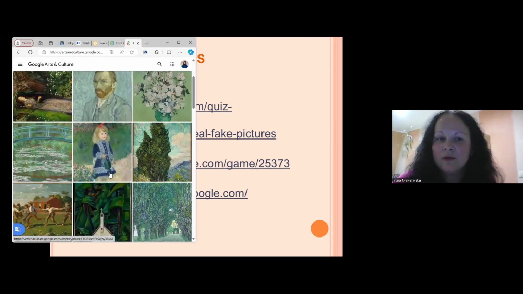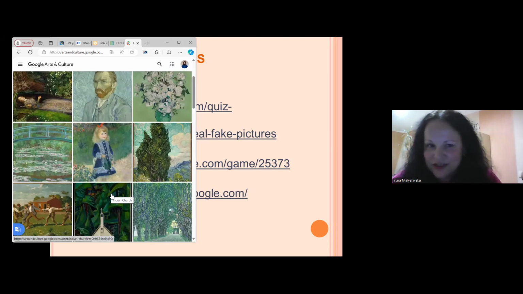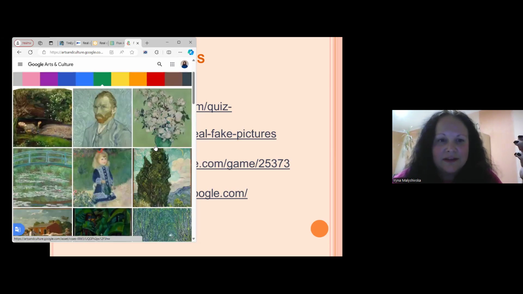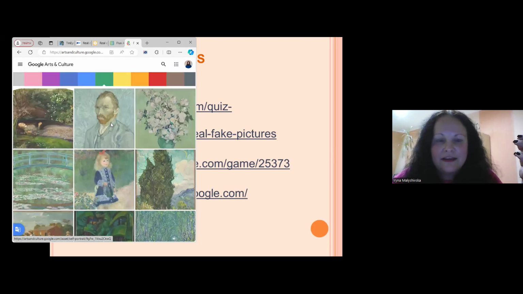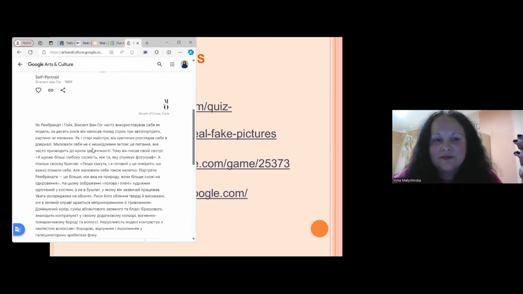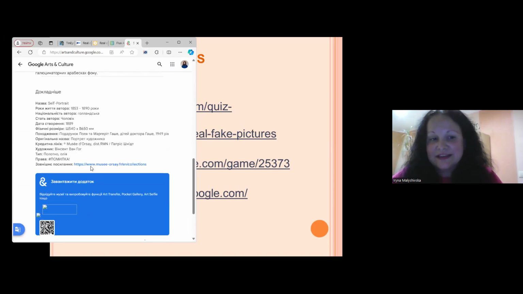We see all these pieces of art in which green predominates. So I ask my students to choose a color, and then they are supposed to choose a picture and provide the information about that picture. Because if you click on the picture, well, let's take Van Gogh, you immediately will be given this information. The information is in Ukrainian, but I ask them to translate it into English.